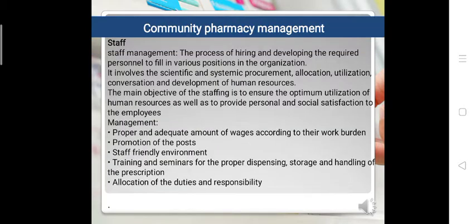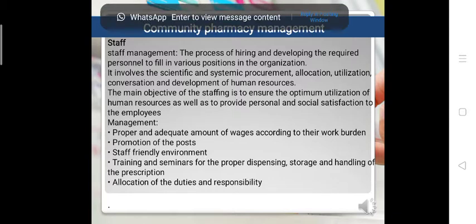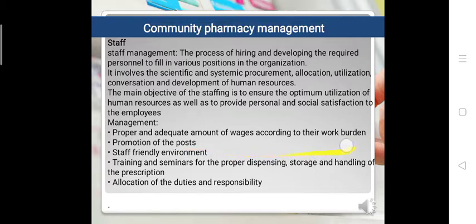Now the staff management, the main objective is to provide satisfaction. Then management requires a proper, adequate amount of wages according to their work burden, promotion of the post, staff friendly environment, training and seminars for proper dispensing, storage and handling of the prescription, and further allocation of duties and responsibility.